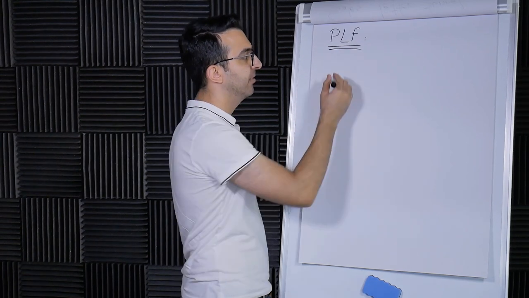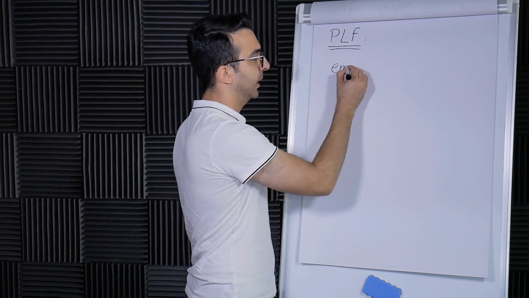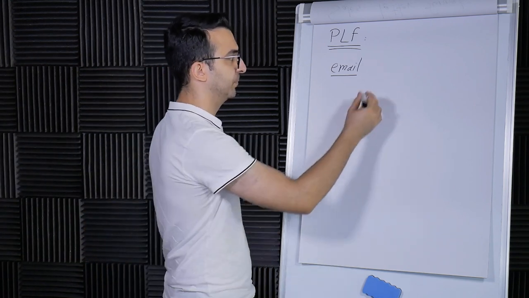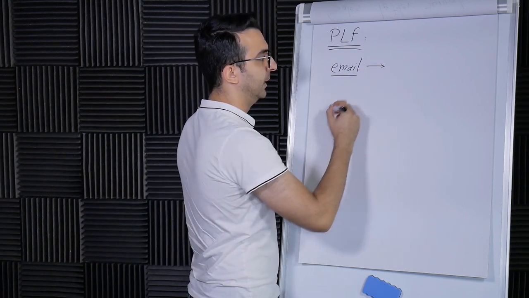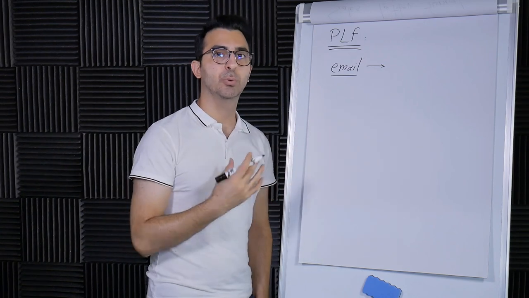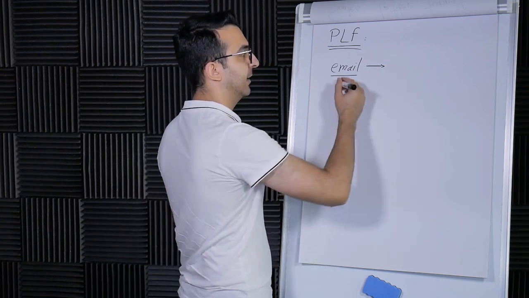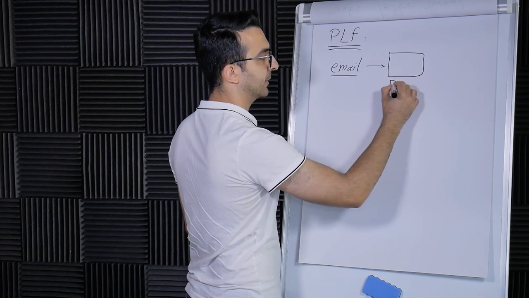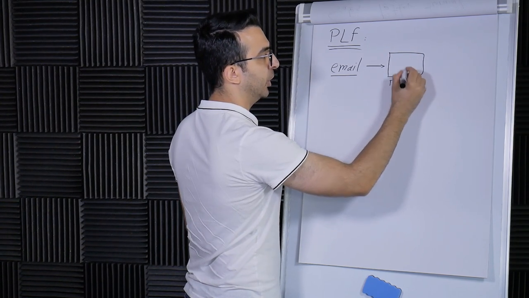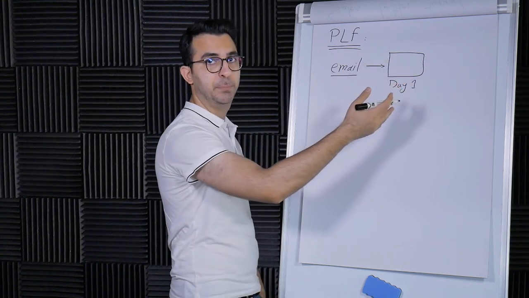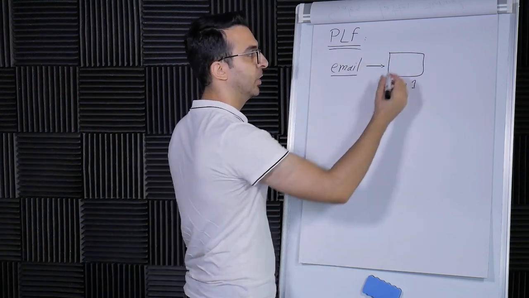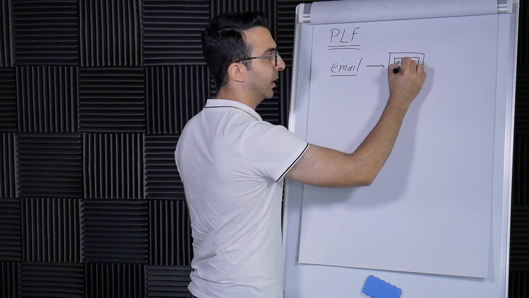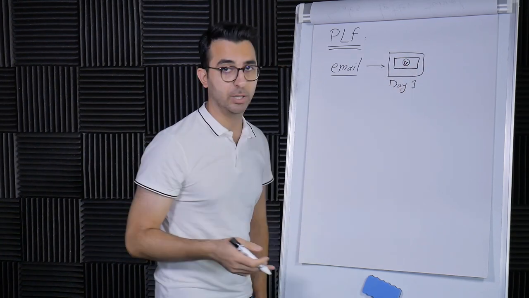So you have the email of your user or potential customer. What you do is send them an email every day. On day one, for example, you will direct these people to a landing page, which includes, for example, a video, and it talks about your product.